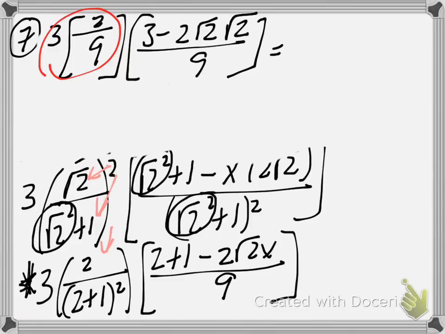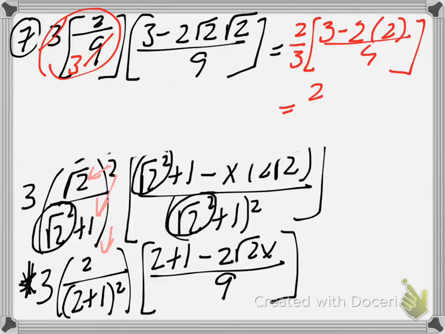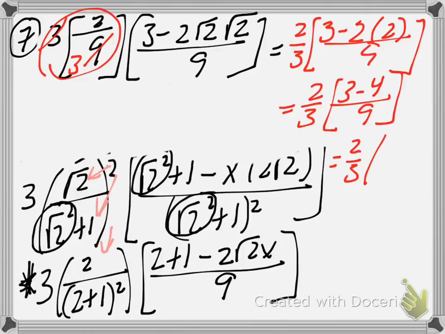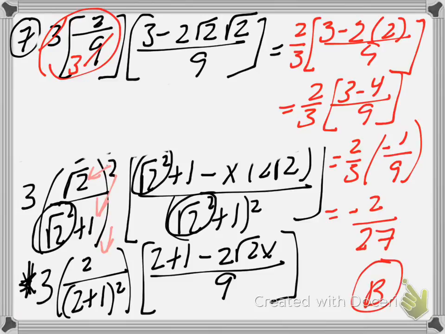Okay, this piece here, this 3 goes into 9 3 times, so I have 2/3 times 3 minus 2 radical 2 times radical 2 is just 2. Okay, I have 2/3, 3 minus 4 over 9. 2/3 times negative 1 over 9. This is negative 2 over 27, and that was choice B. We're almost done, only 2 more. Let's get a nice purple.